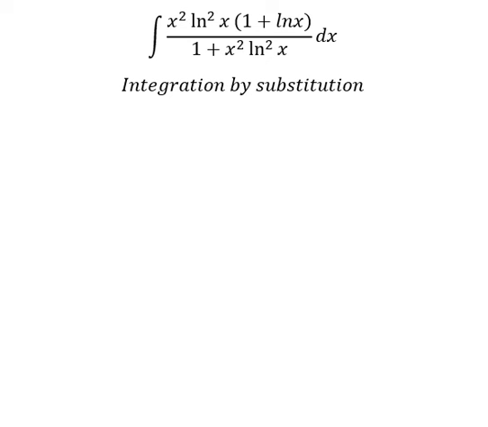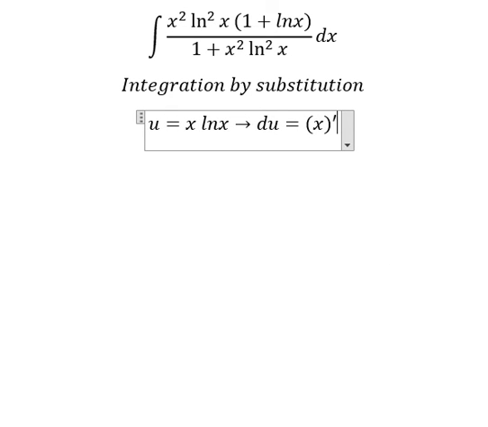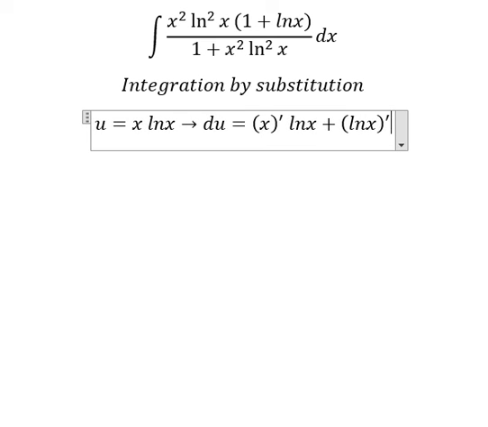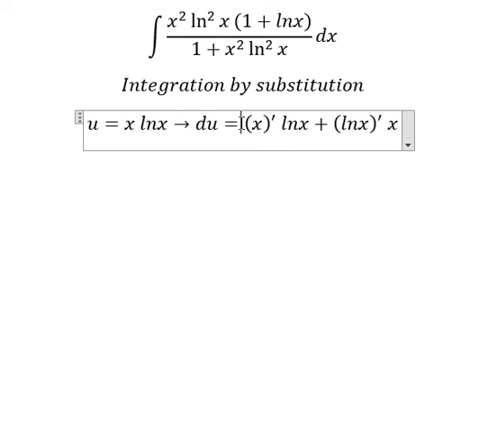So we put u equal to s ln x. So if we do the first derivative for both sides, you get du equals to, we do the first derivative of s ln s. Later, we do the first derivative of ln s multiplied by s.